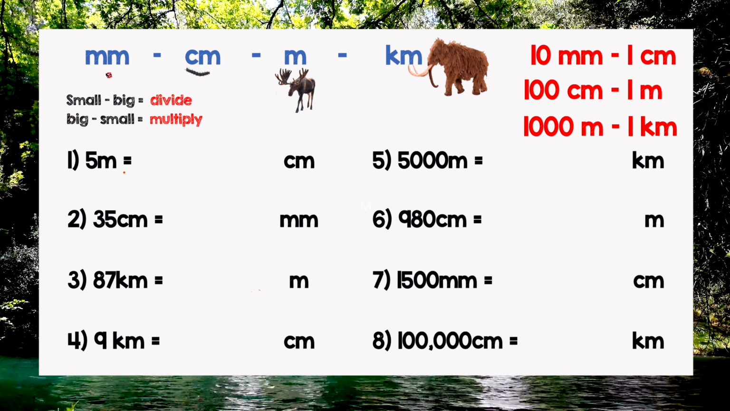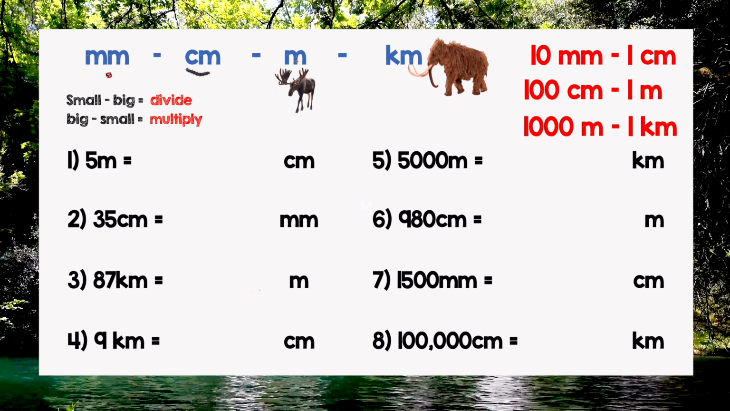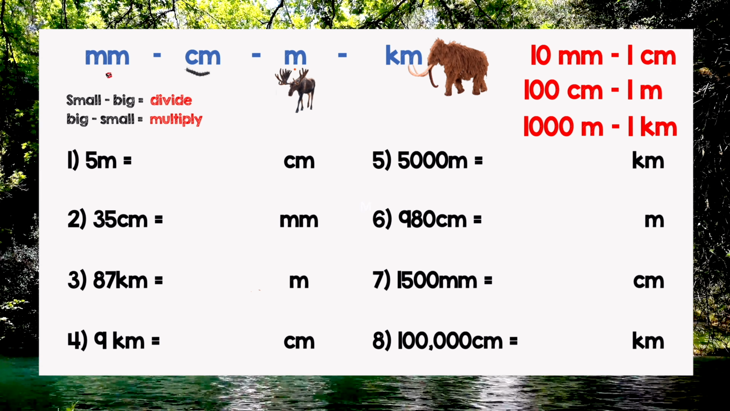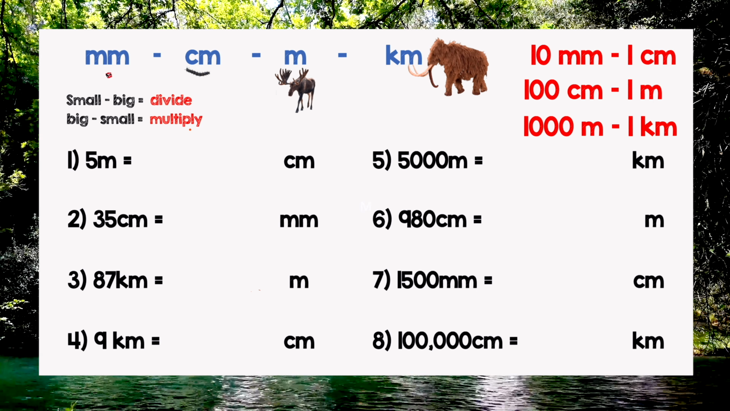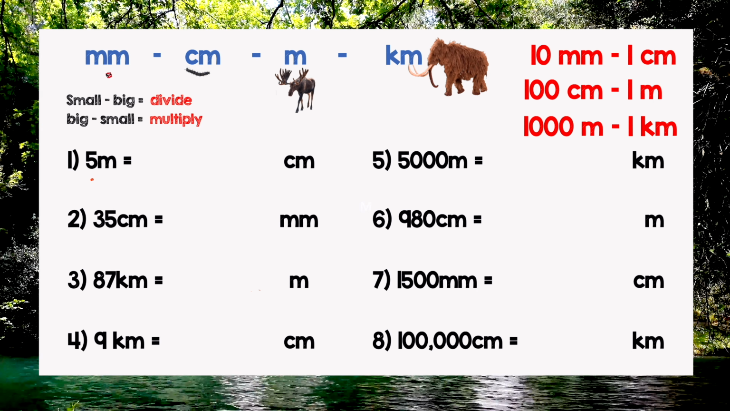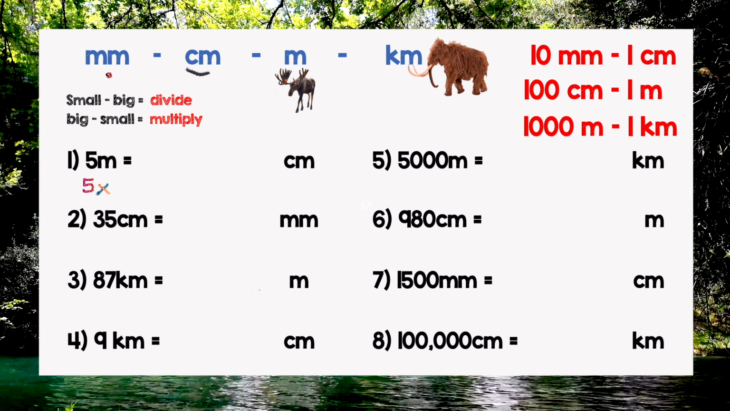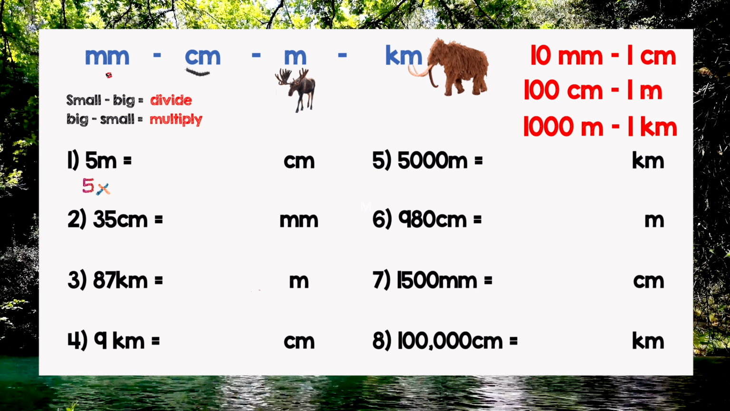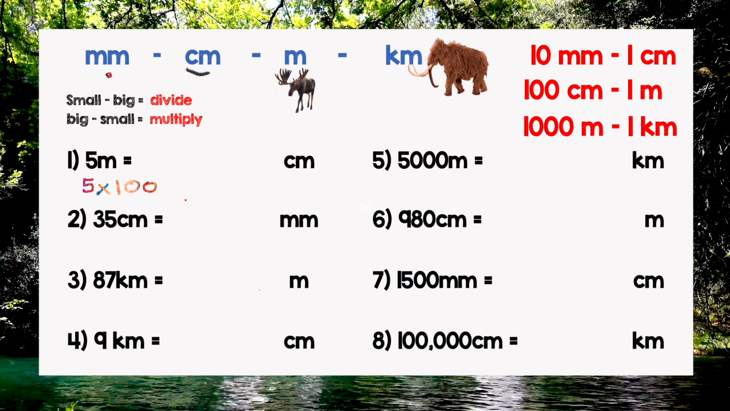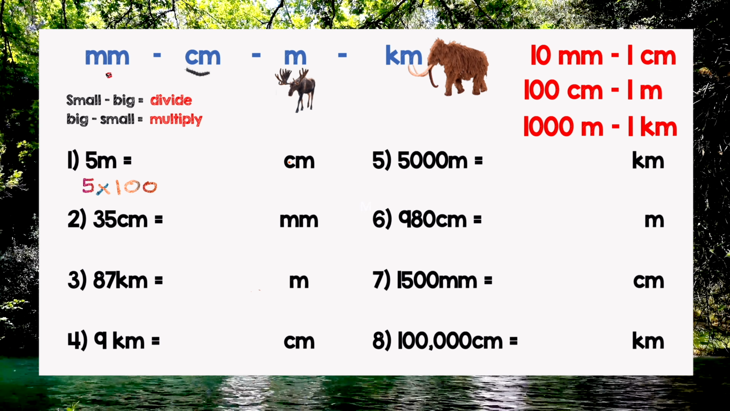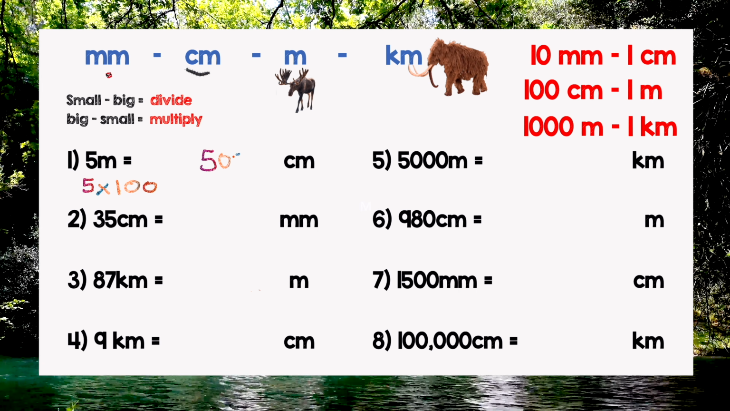So here we are looking from meters, which is here, to centimeters, which is here. So we are going from a larger measurement to a smaller one. So big to small means that we will multiply. And here we have 5, and we're going to multiply. The conversion from meters to centimeters is 100, so we are multiplying by 100. There are 100 centimeters in 1 meter, so there will be 500 centimeters in 5 meters.